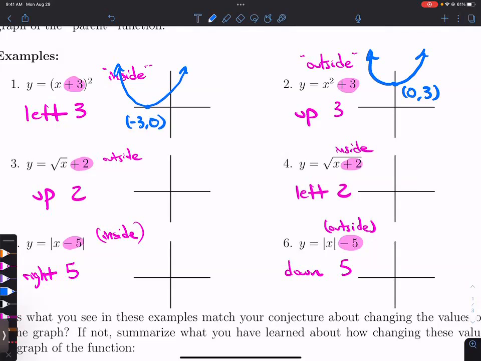Domain hasn't changed, but the range has, right? The range used to be 0 to infinity, the whole upper half of the plane. What is it now? 3 to infinity, because that all moves up with it. If you want to think about it as smashing it down onto the y-axis, well, you did that, but then you slid the whole thing up 3, so now the lowest point on the graph is 3. Okay, cool. You tell me about number 3 then.